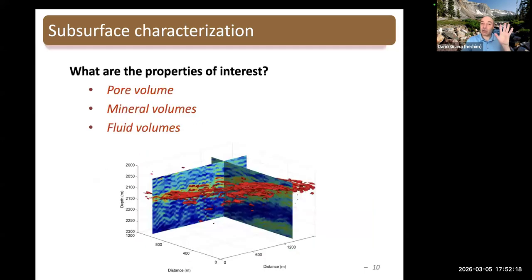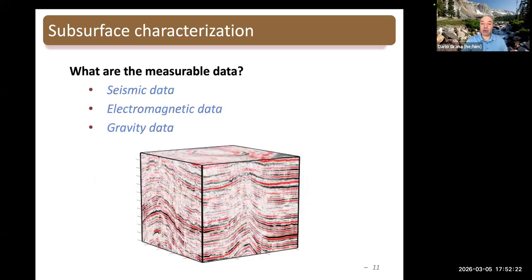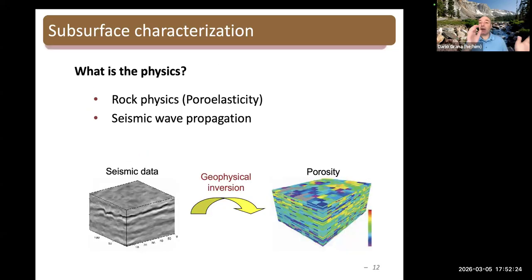So we know what properties we want to estimate. We know what we can measure, in this case, seismic data, and we know the physics that links the properties of interest to the data. So what we have to do is to put everything together with some mathematical inverse theory in order to make predictions of the properties that we care about from the data that we measure.